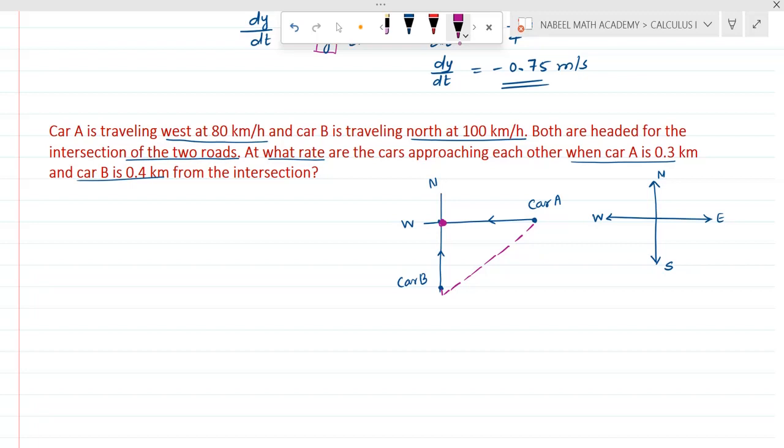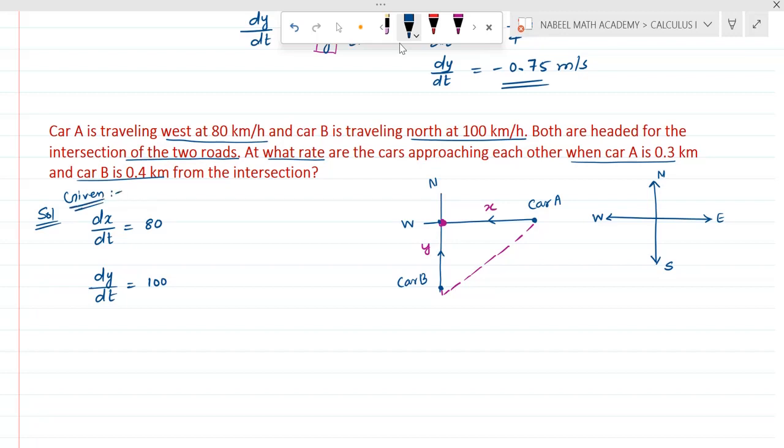Now how will you solve this one? What are the things given here and what do you have to find? This one is given as dx over dt. I say this is x, and this is my y. And what is given? Since it is a traveling speed, dx over dt is given as 80, and here dy over dt is 100 kilometers per hour. And this is the given part.